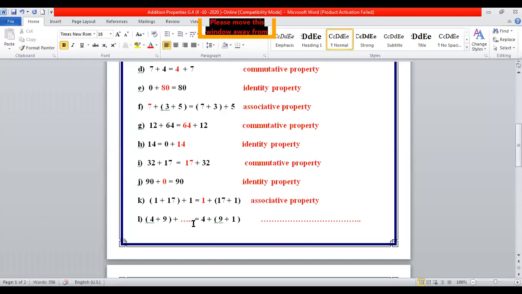Thank you. Okay, L. Malak. Mister can answer. Yes, Malak. 4 plus 9 plus 1 equals 4 plus 9 plus 1. What is the name of the property? The name of the property is associative property. Yes, thank you. Associative property.